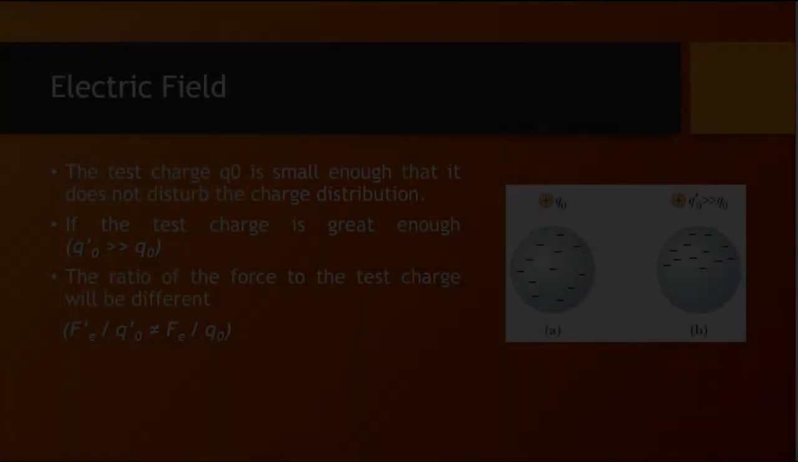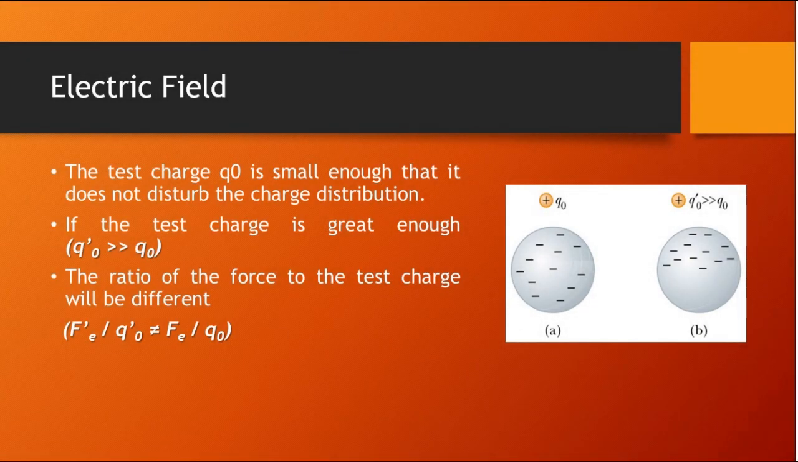When using the equation of electric field, we must assume that the test charge Q0 is small enough that it does not disturb the charge distribution responsible for the electric field. If a vanishingly small test charge Q0 is placed near a uniformly charged metallic sphere, as in the figure, the charge on the metallic sphere which produced the electric field remains uniformly distributed. If the test charge is large enough, that is Q0 prime is much greater than Q0, the charge on the metallic sphere is redistributed and the ratio of the force to the test charge is different. So F prime divided by Q0 prime will not be equal to F divided by Q0.